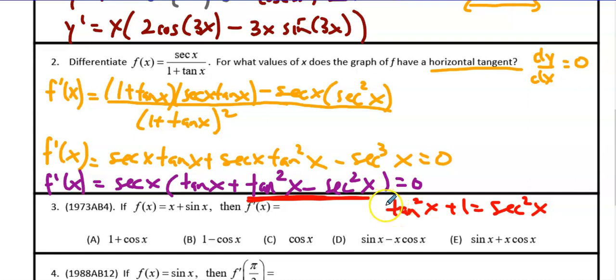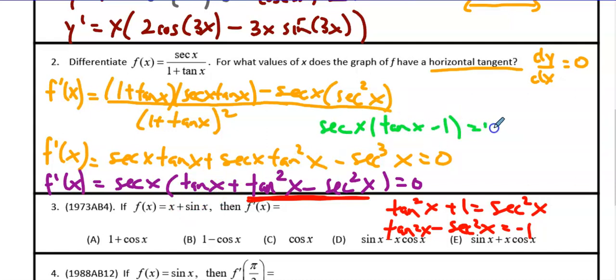The obvious one is sine squared plus cosine squared equals 1. So you can see this. If I manipulate this and move the secant squared over, I get tangent squared minus secant squared is actually equal to -1. So I can now find my derivative as secant x times tangent of x minus 1, because this whole thing right here is going to be -1. So this whole crazy numerator actually simplifies down to secant x times tangent x minus 1. It looks really insane, but it works out to be this beautiful problem.